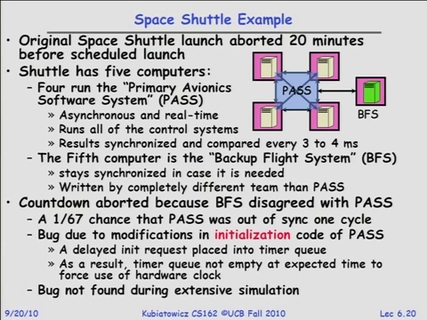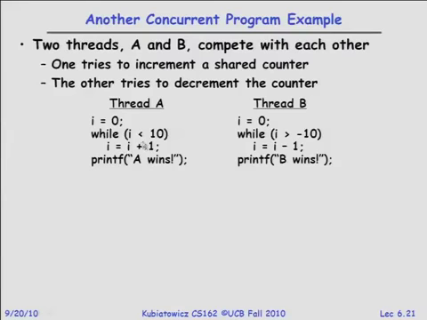So here's another example. Then we're going to actually try to build atomic operations. But suppose A and B compete with each other. One tries to increment the shared counter. The other tries to decrement it. Okay? And it looks like this. Thread A sets I to 0. It's busy incrementing. If it ever gets to 10, it wins. B decrements. If it ever gets to minus 10, it wins. Now, who wins?